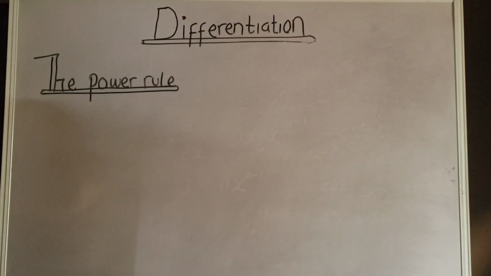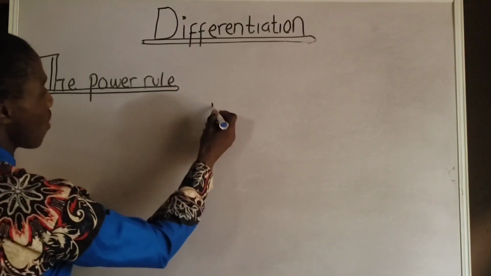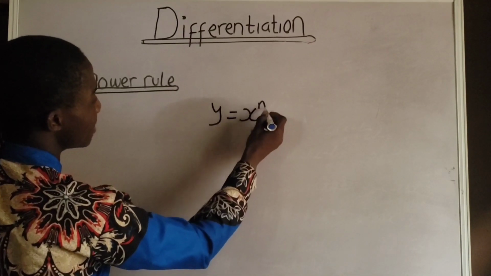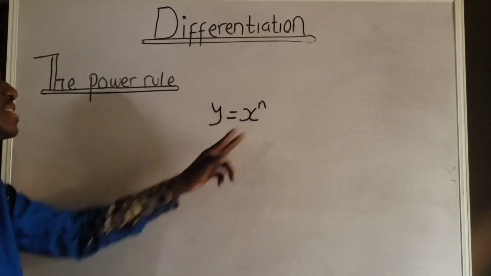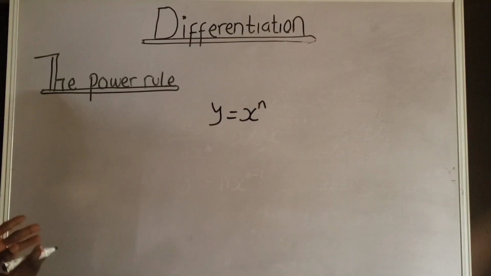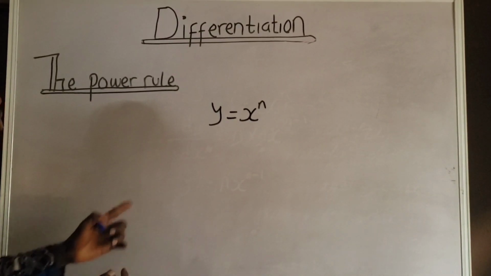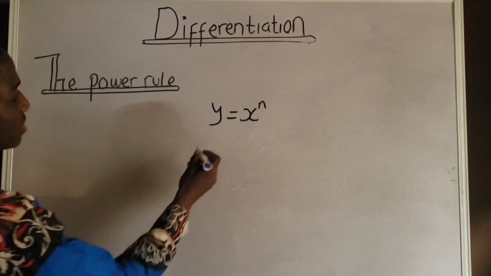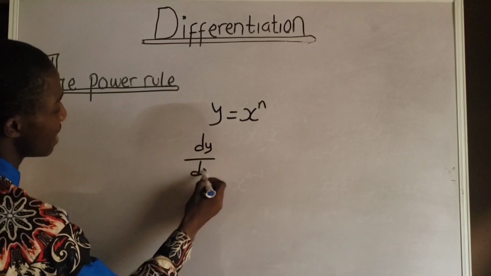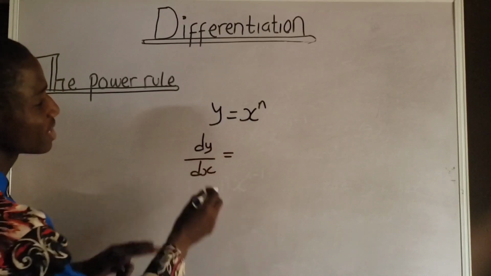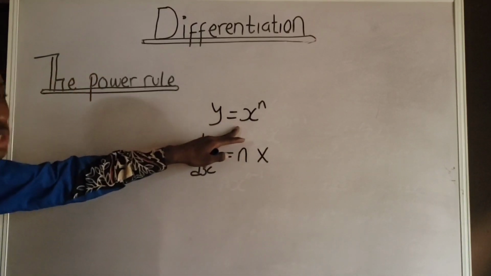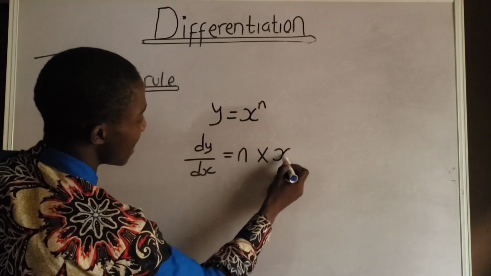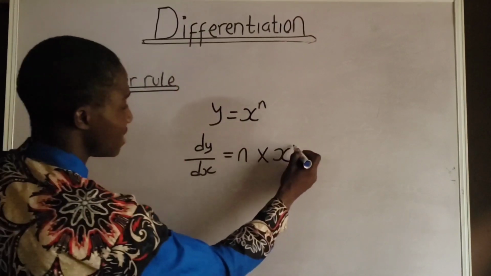And how do we use the power rule of differentiation? The power rule is used to differentiate a function of this form, y equals x raised to the power of n. A function like this, we can employ the power rule to differentiate, where n is a real number. Now, the power rule states that when we are to differentiate a function of this form, the derivative dy/dx is equal to the power, which is n, multiplied by the coefficient of x. So I'm going to have n multiplied by the coefficient of x, which is 1, so there is no need of writing it. I'm going to put x, and the power will reduce by 1.